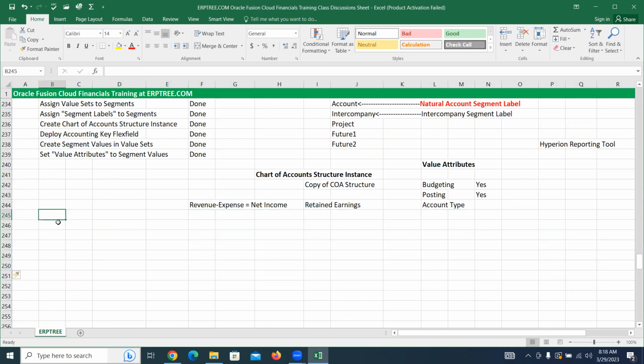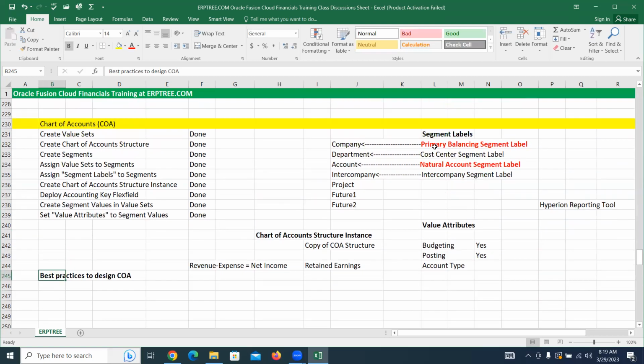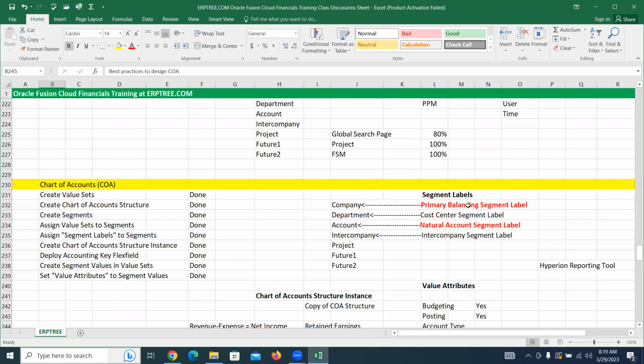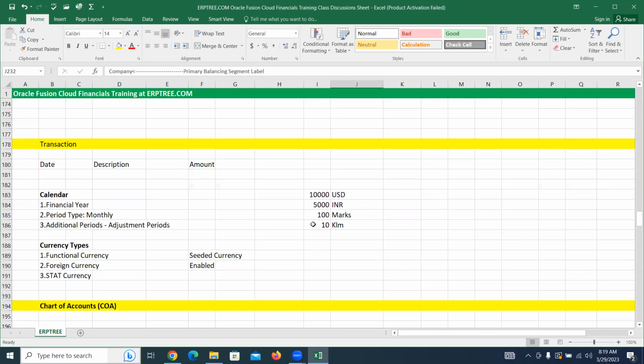So when you talk about best practices to design the chart of accounts, what is the purpose of the primary balancing segment label? To balance the transactions with balancing segment values. Now, when you call the company segment a balancing segment, because we are assigning the primary balancing segment label to company, the company segment you can start calling a balancing segment.